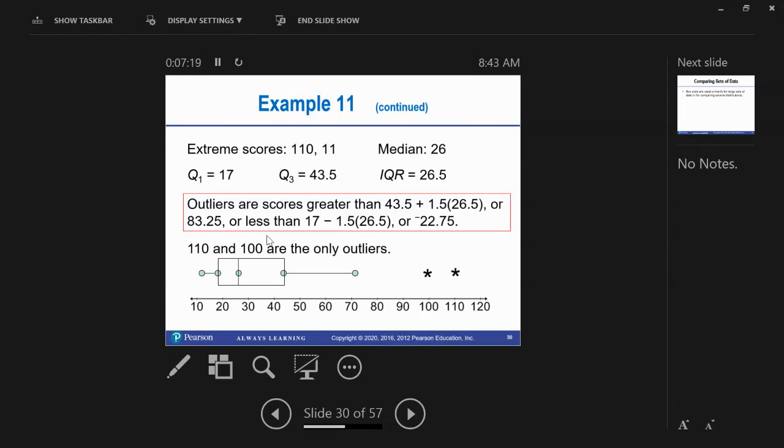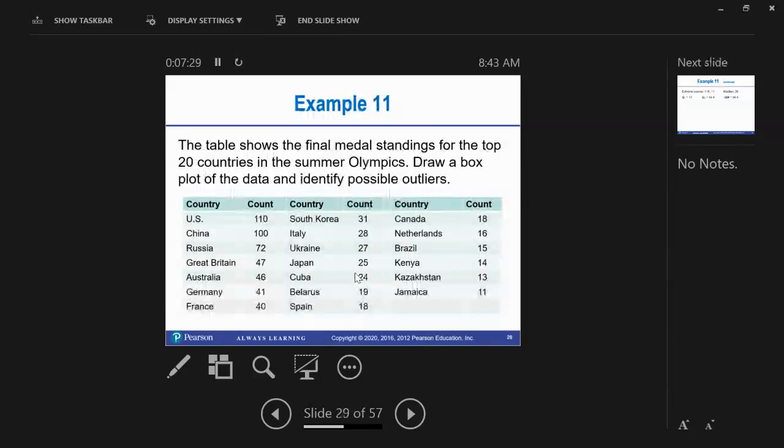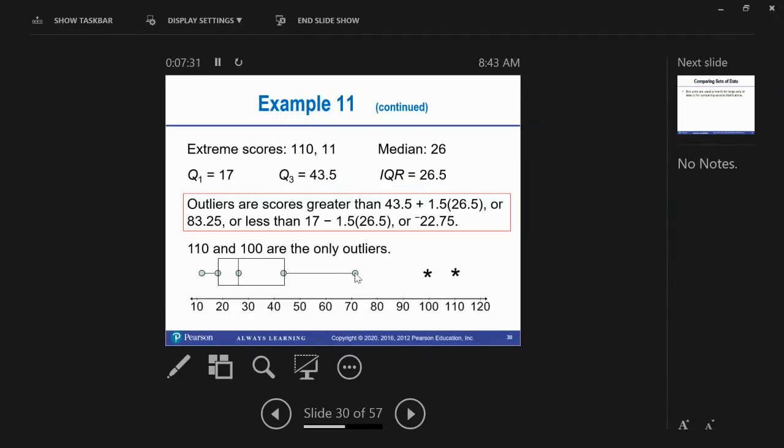Okay, so that means when you draw your box and whiskers, you're going to make the whiskers go to the 11 and to the 72. And then we're going to put asterisks on our outliers, which were 100 and 110. Any questions there? We okay with outliers?